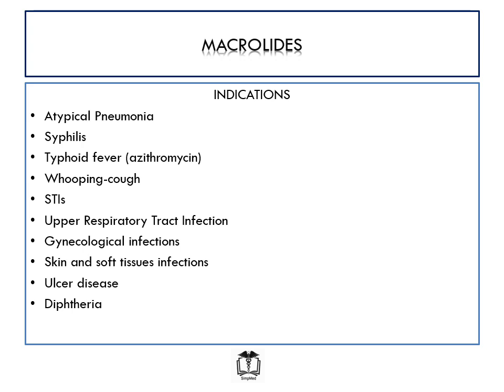Typhoid fever, typically we use azithromycin to treat that. Whooping cough, some sexually transmitted diseases, we could use the macrolide as a cover drug. Upper respiratory tract infection, we use drugs like erythromycin and azithromycin to cover for that. Gynecological infections, skin and soft tissue infections, ulcer.